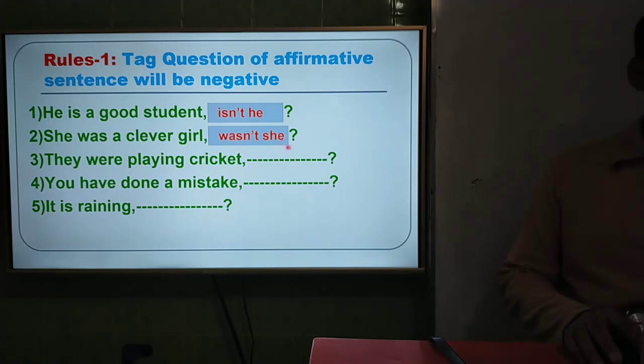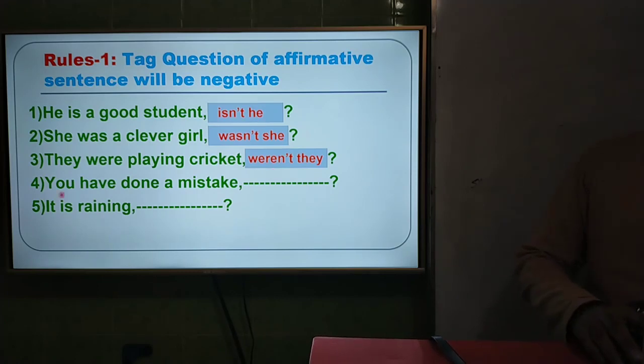Okay. Now the third one: they were playing cricket. Here the operator is were. We have to use were to make the tag question. So if we use not here, it will be were not, and the short form is weren't. So the answer will be weren't they. Here the subject is they, so the answer is weren't they.